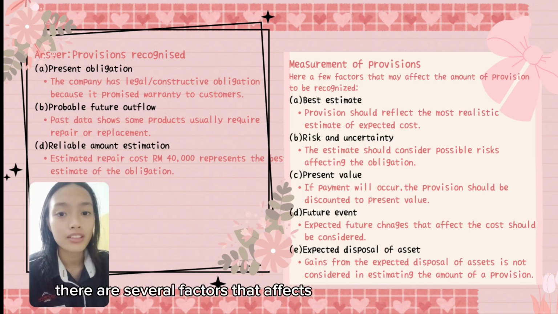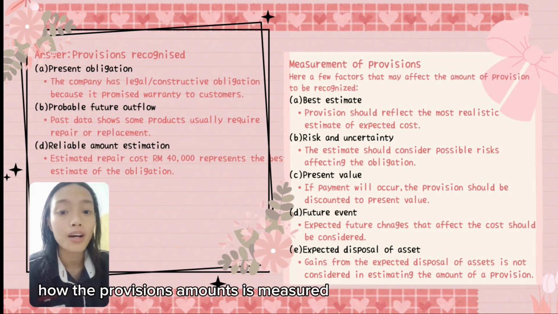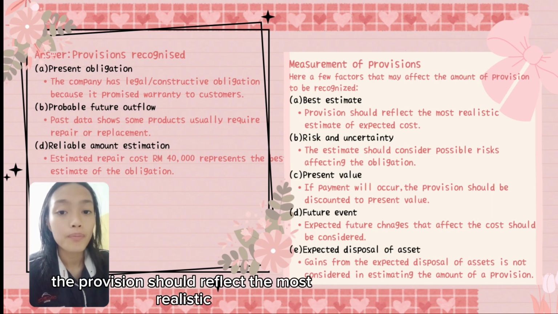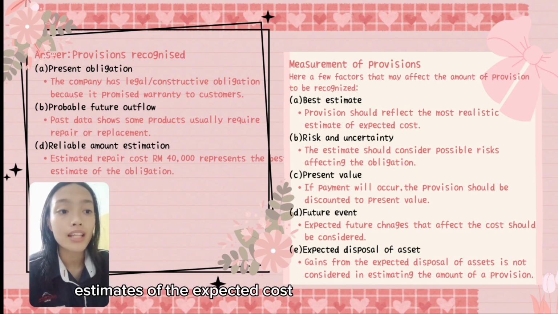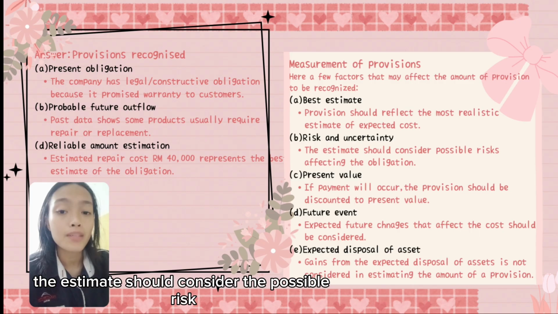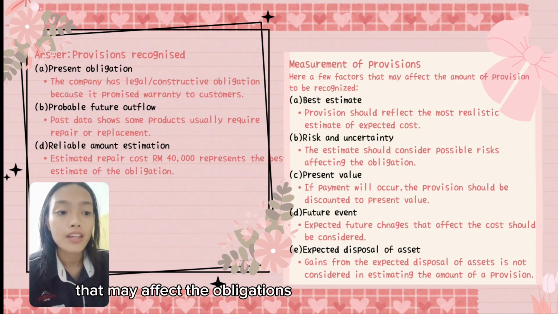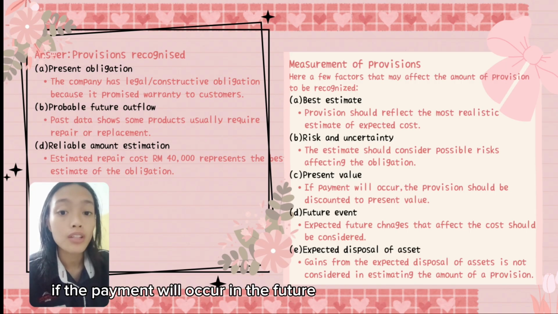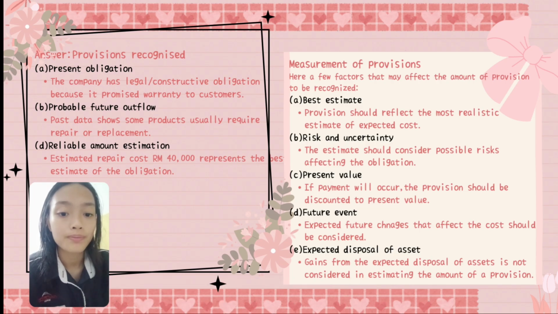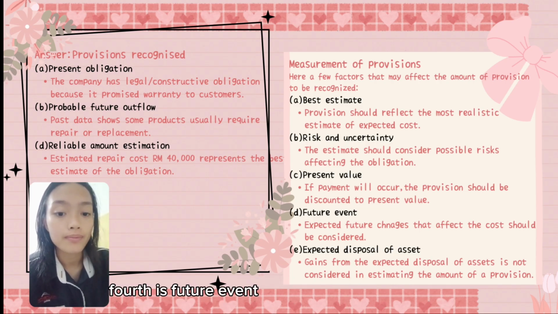There are several factors that affect how the provision amount is measured. First is best estimate. The provision should reflect the most realistic estimate of the expected cost. Second is risk and uncertainty. The estimate should consider the possible risks that may affect the obligation. Third is present value. If the payment will occur in the future, the provision should be discounted to its present value.